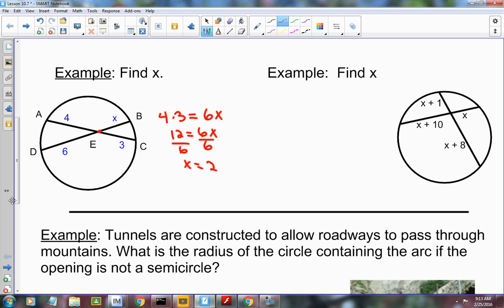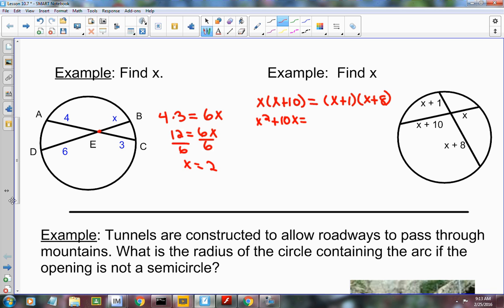Now this other one's a little messier because we've got all these variables that are involved, all right? But the idea is exactly the same. What should I multiply together here? X plus what? Okay, so we're going to do x times x plus 10, and then I'm going to take the other two and multiply them together. X plus 1 times x plus 8. Okay? All right, so on this left side, I have to distribute, so I end up with x squared plus 10x.